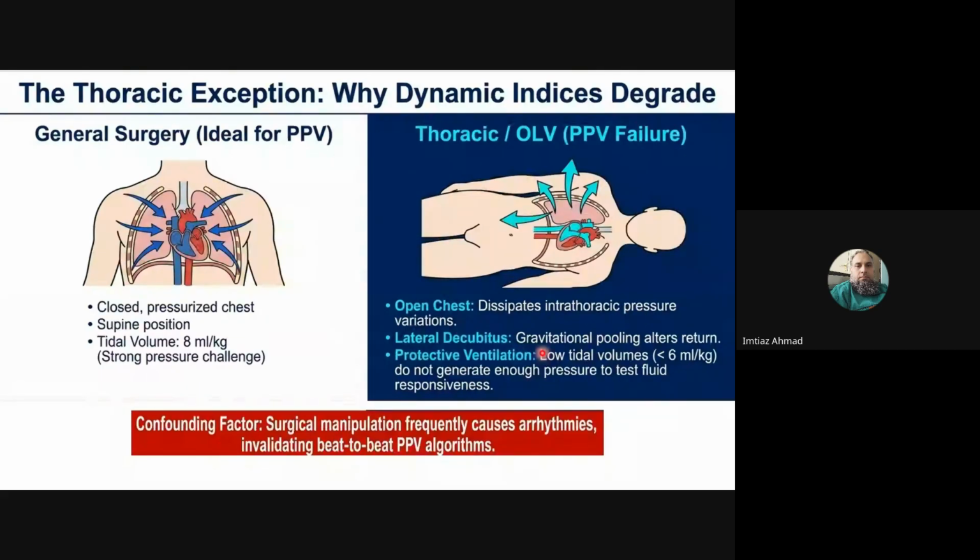Lateral decubitus position causes gravitational pulling of fluids and alters the venous return. Protective lung ventilation has low tidal volume, that is 6 or less than 6 ml per kg body weight, which does not generate enough pressure to test the fluid responsiveness. Surgical manipulation is also a confounding factor, frequently causing arrhythmias, invalidating beat-to-beat pulse pressure variation. Pulse pressure variation needs sinus rhythm.